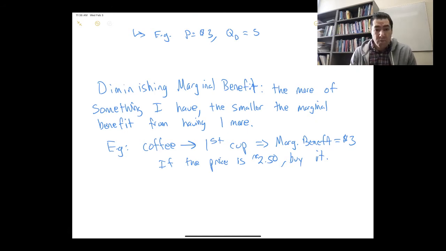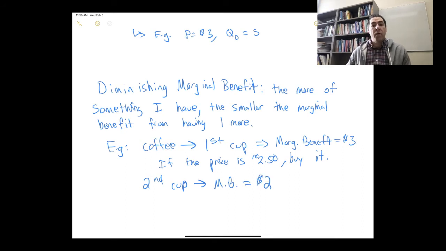Now, diminishing marginal benefit says that the second cup will have a smaller marginal benefit than the first one. So the second cup, the marginal benefit, might only be something like $2. Why? The more of something I have, generally speaking, the smaller the additional gain. I've already had one cup of coffee. The second cup isn't worth quite as much.